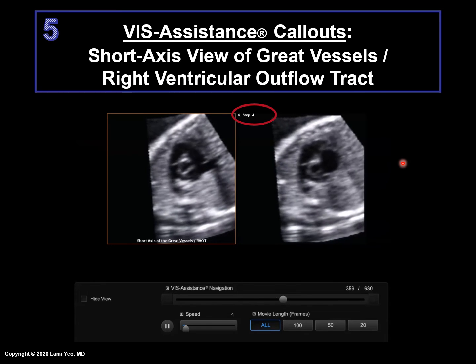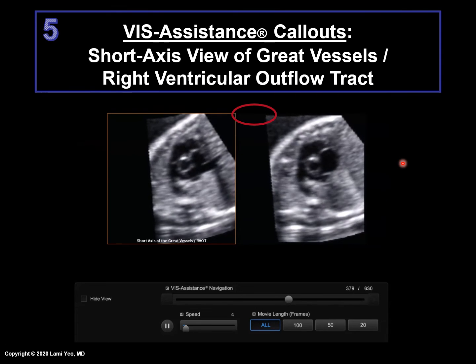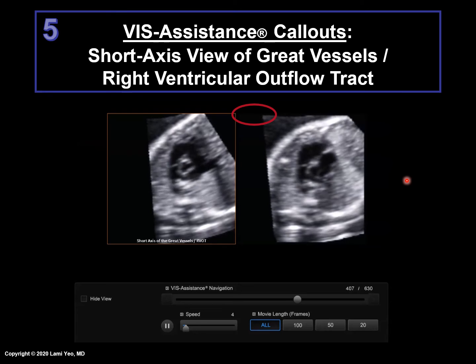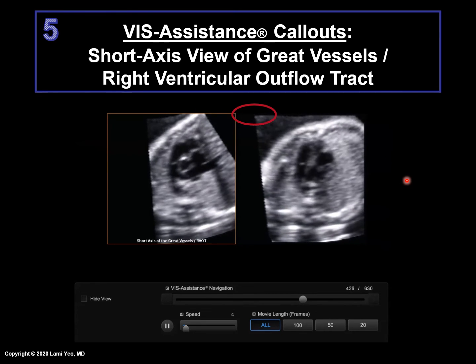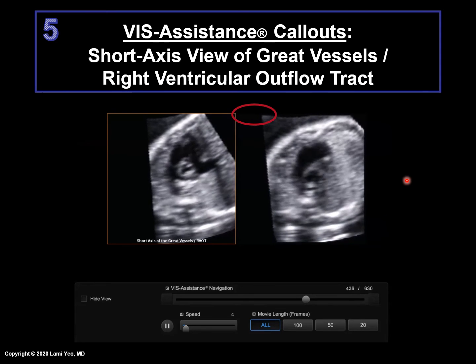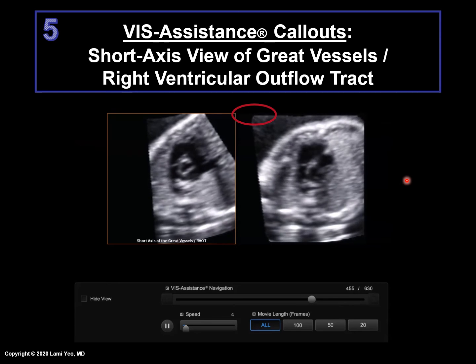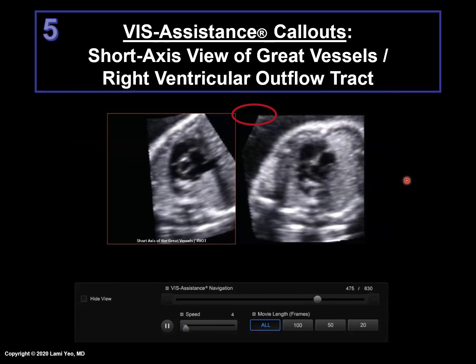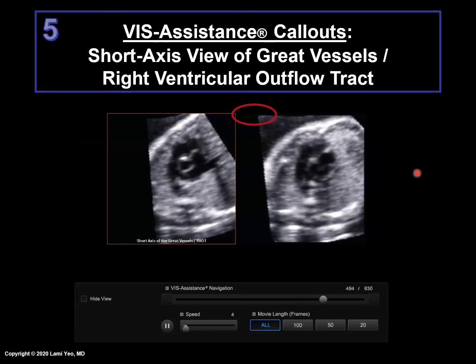The fourth call out states step 4, and this is where a different image of the short axis view of the great vessels is shown. The right pulmonary artery is more distinct, and the left atrium is not seen as well. For this call out, this may also show the 3 vessel view with the main pulmonary artery, the cross section of the aorta, and the cross section of the superior vena cava. Again, here is the right pulmonary artery that is more distinct.